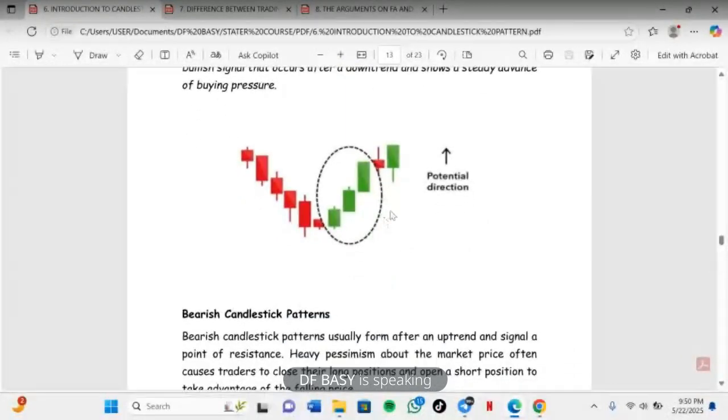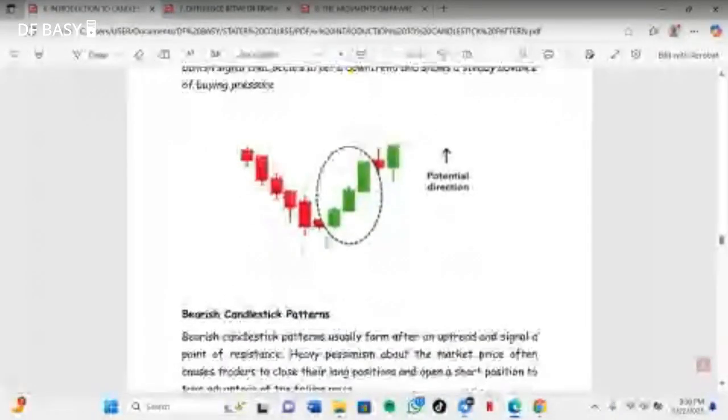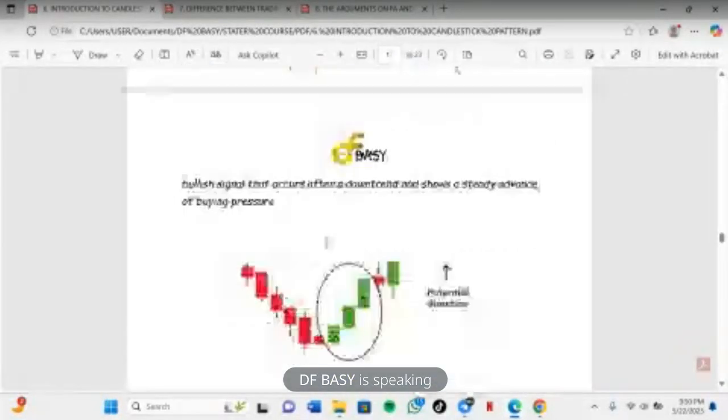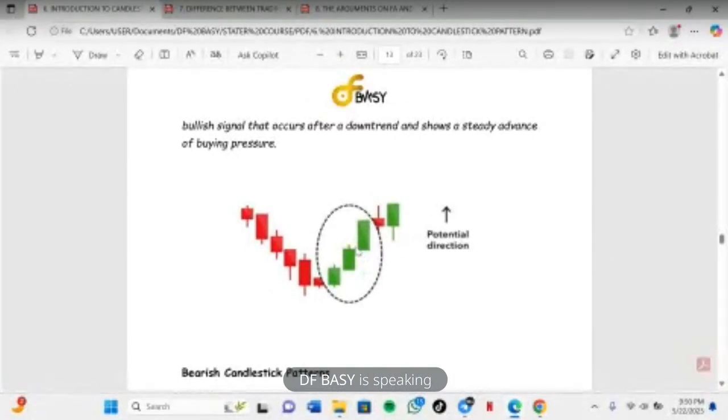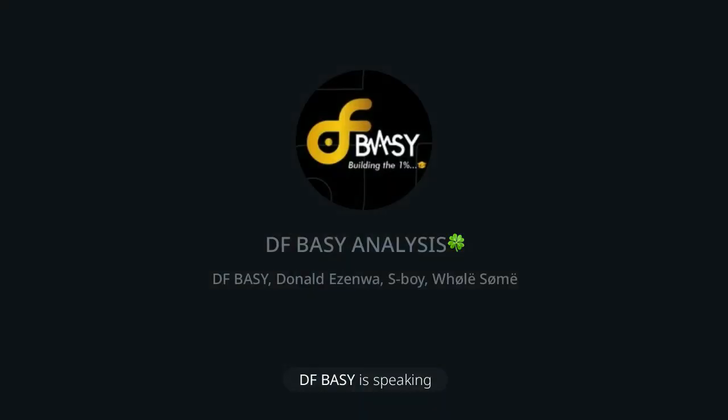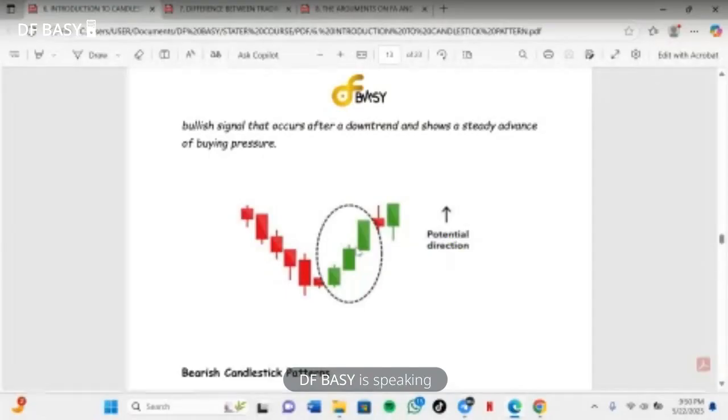So what's the three soldiers? This is what it looks like. The three white soldiers. Yeah, this is what it looks like. So the three white soldiers is part of the bullish candlestick patterns. Remember, we have the bullish candlestick patterns and the bearish candlestick patterns. Inside the bullish candlestick patterns, you have bullish engulfing, you have hammer and inverted hammer, then we have morning star, then you have the three white soldiers, right? Hope you guys are following along. These are the three white soldiers.